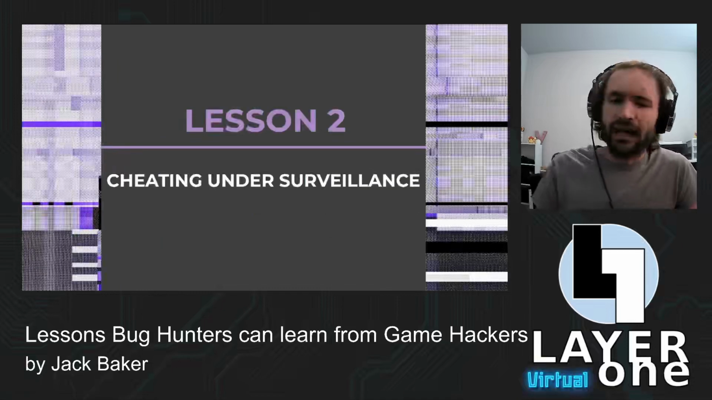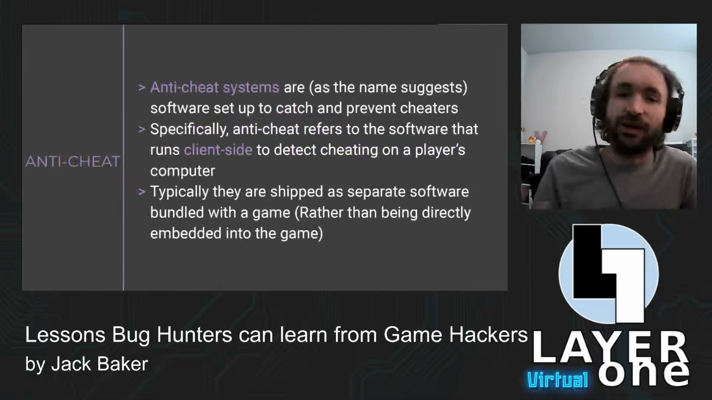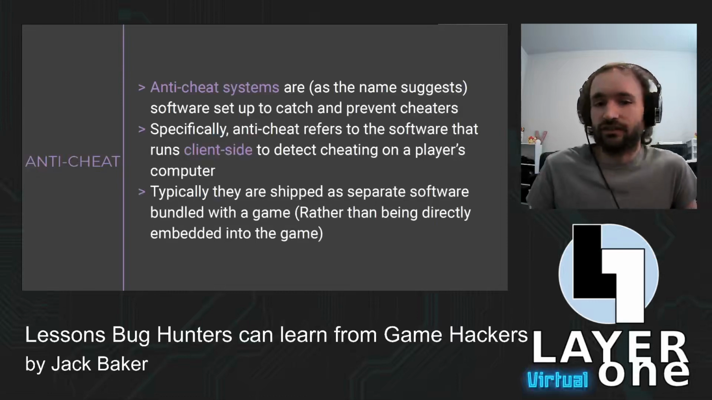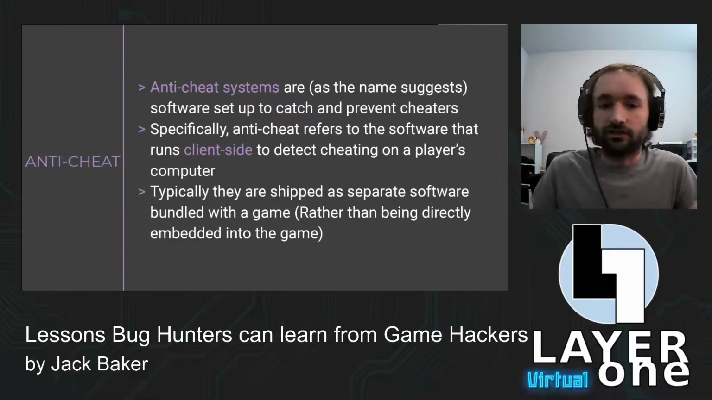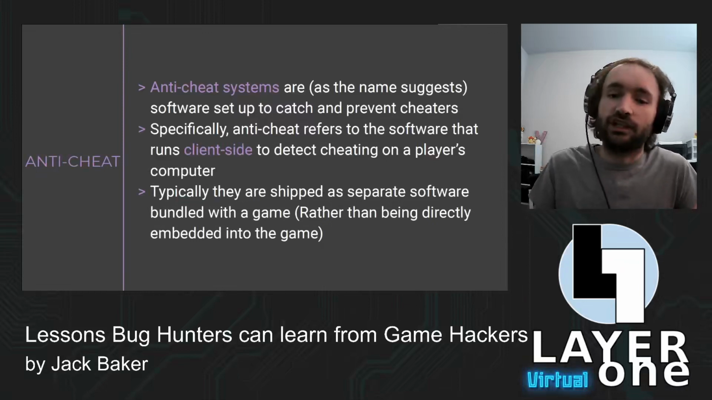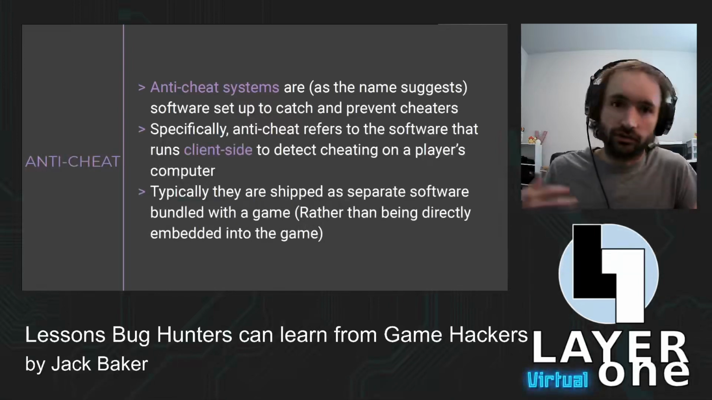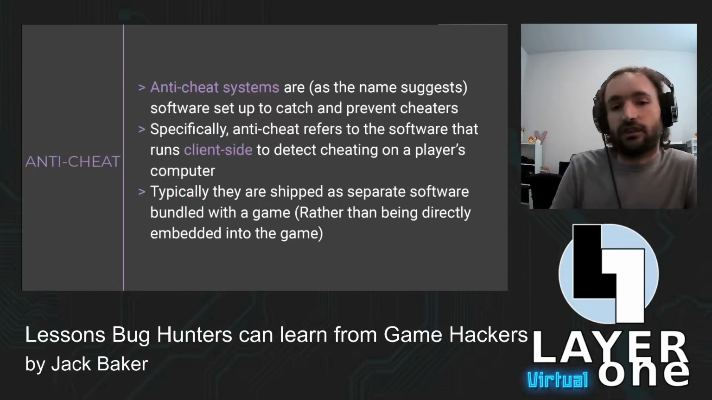Okay, so the next lesson I want to talk about is cheating while being watched. So let's talk about anti-cheat systems. As the name obviously suggests, anti-cheat is software that's set up to catch and prevent cheaters. But specifically what we're talking about here is the software that runs client side on your computer, basically watching you play the game to make sure that you're not cheating. Typically this is shipped as a separate piece of software that's bundled with a game. So rather than being built into the game itself, it's a separate executable or separate kernel module or something that is bundled with the game and is watching the game as it goes.